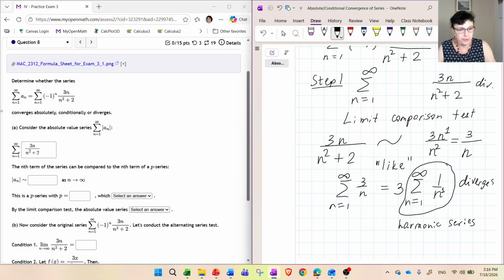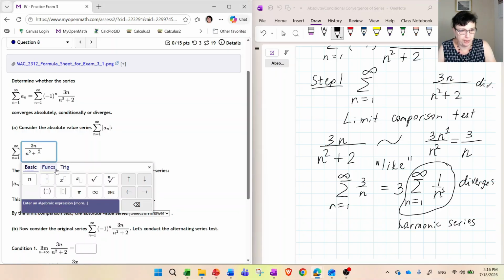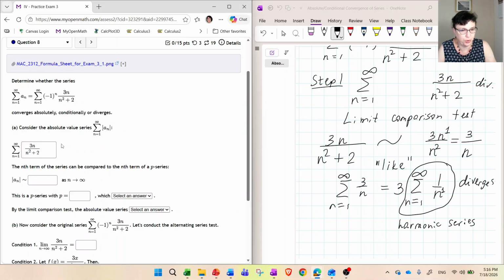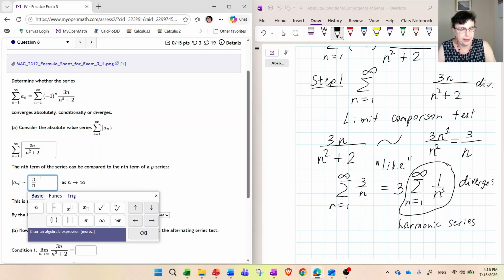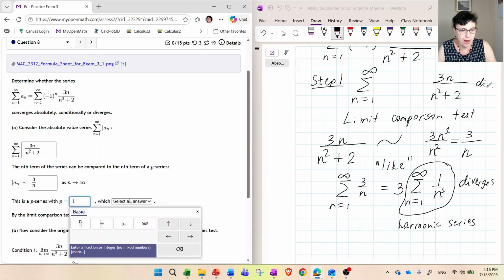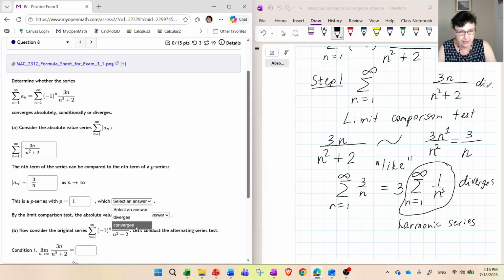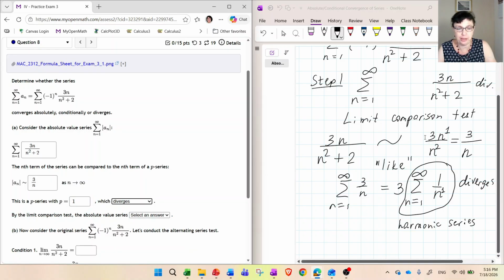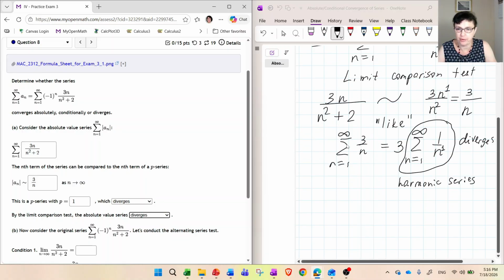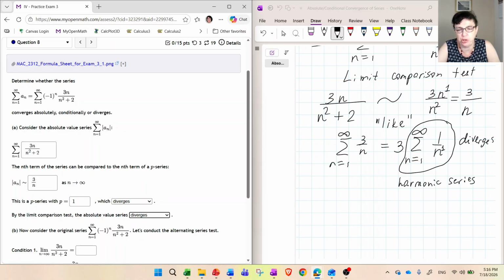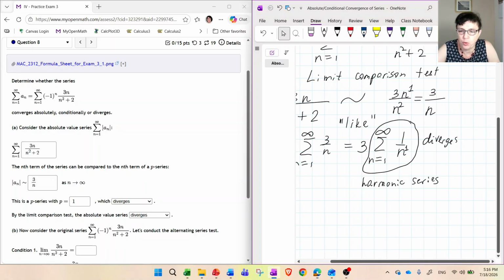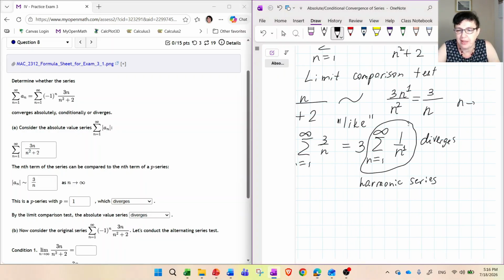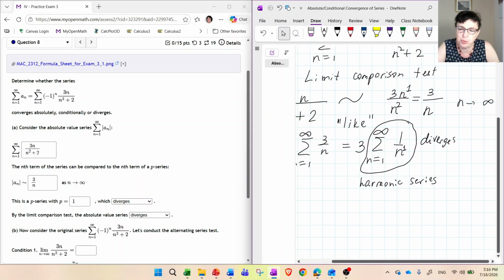Now, if it was somebody else other than me teaching you calculus, then this person would for sure ask you to show why these two series are like each other. So I already said divergence. But how do I know that 3n divided by n squared plus 2 is like 3n over n squared when n is large? Yes, I can make an argument and say, well, who cares about the plus 2? But no, you have to prove it.